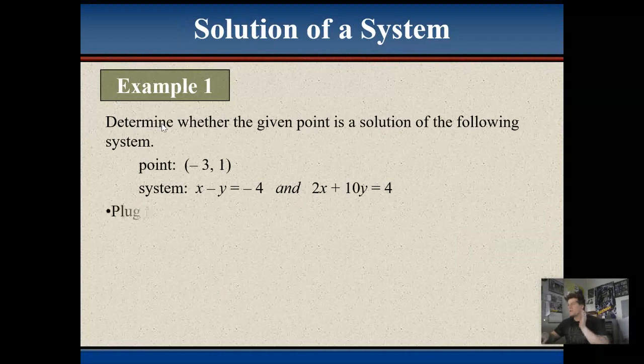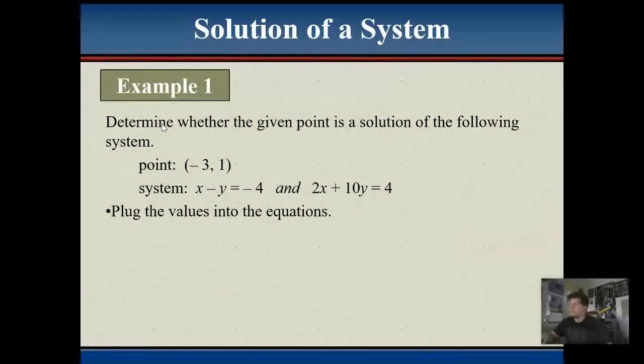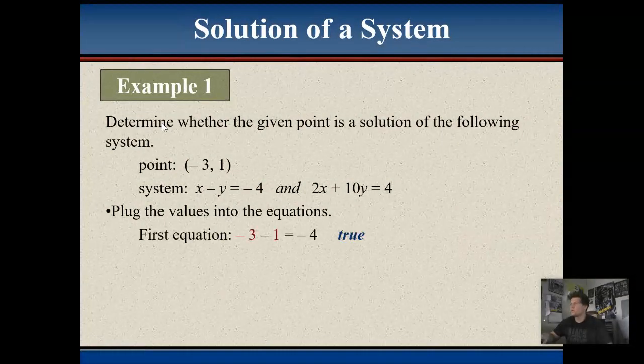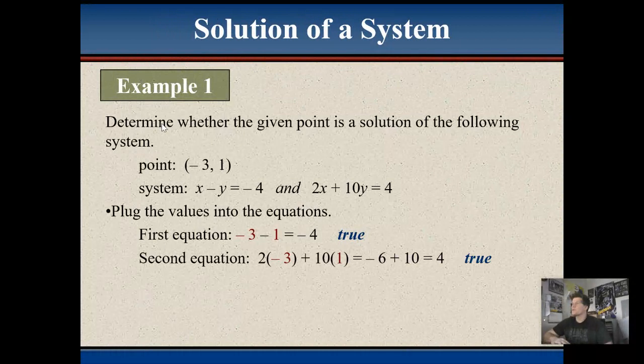All we're going to do is plug in those values. Plug in x for x, plug in y for y. So I have -3, 1. I plug in my -3 for the x. I plug in my 1 for the y. -3 minus 1 is -4. That's true.